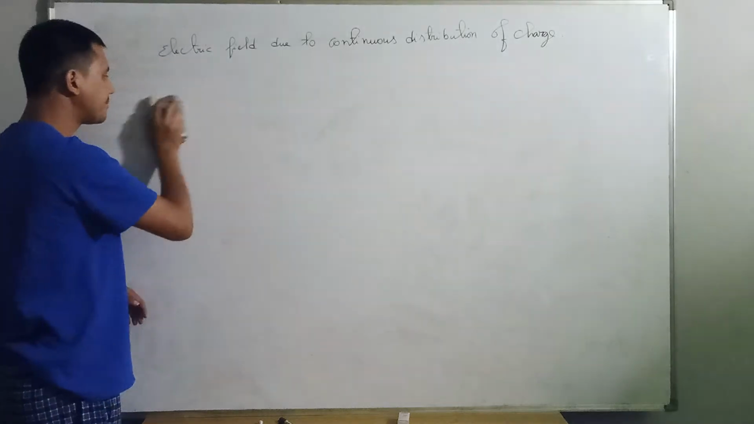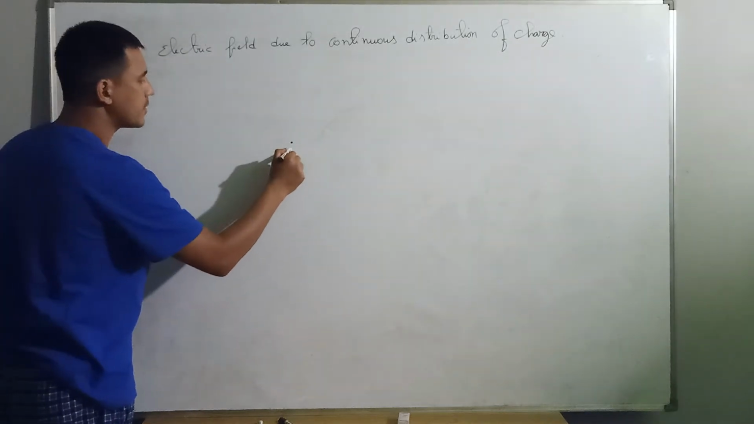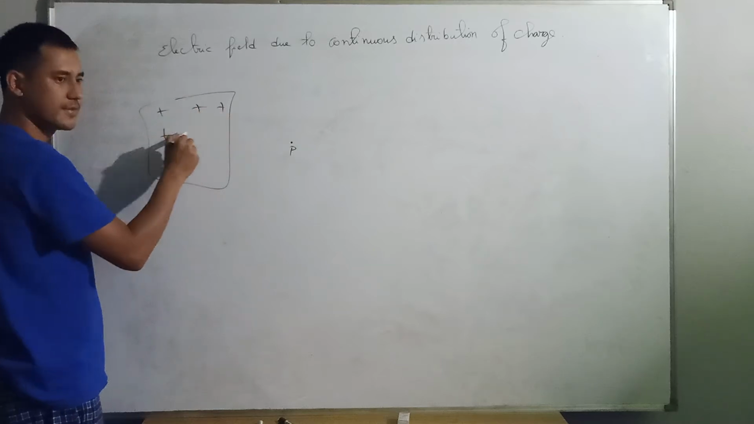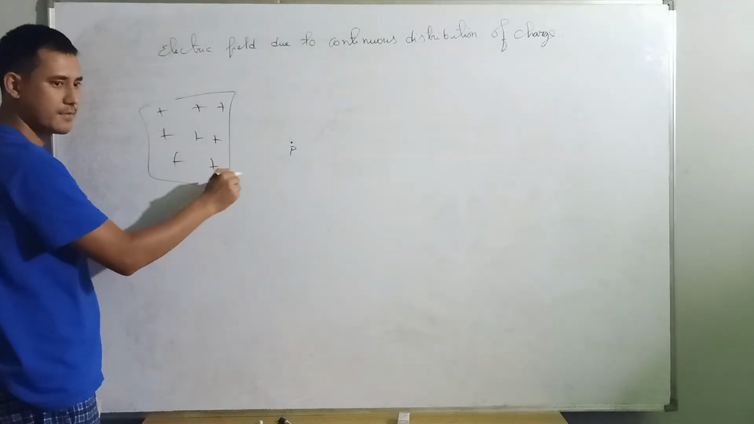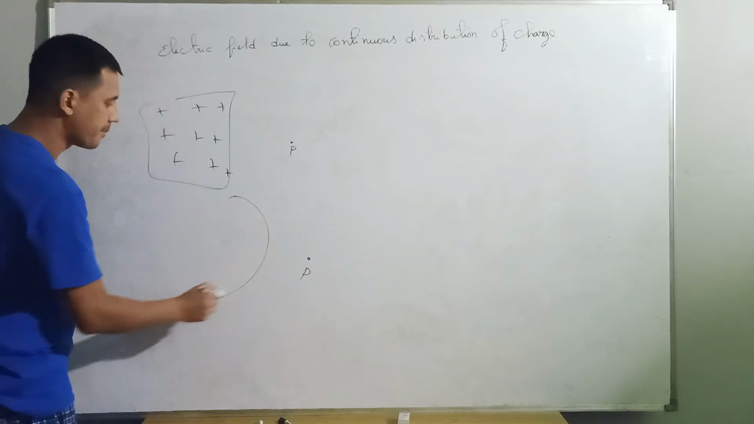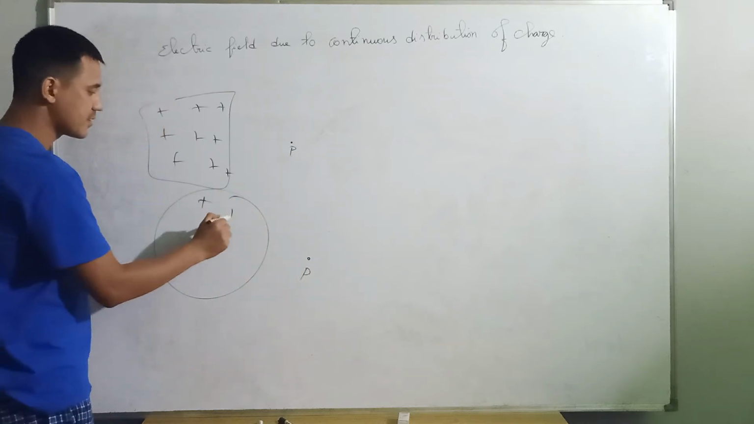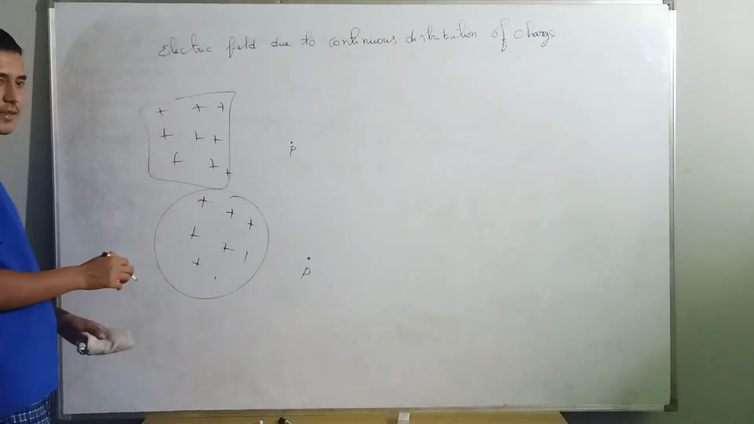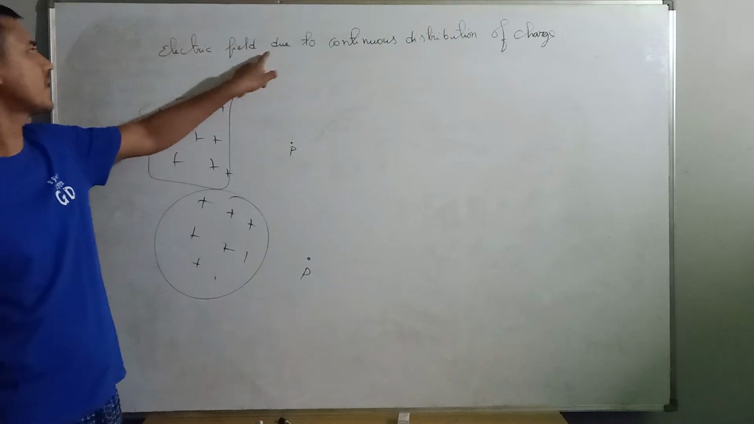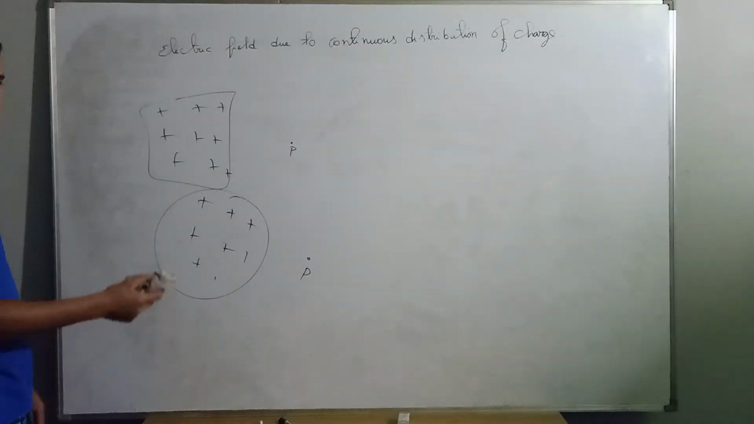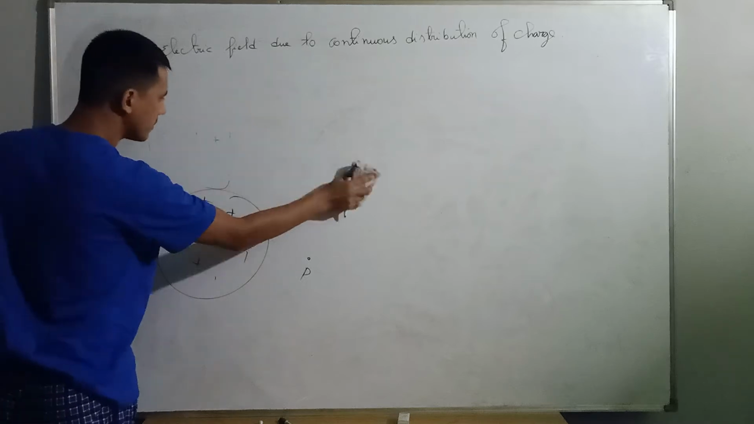And what happens if you want to find out the electric field at this point due to a charged body? If you want to find out the electric field at this point due to this charged spherical body, this is what we are going to study here. So, electric field at a point due to continuous distribution of charge. Very simple.